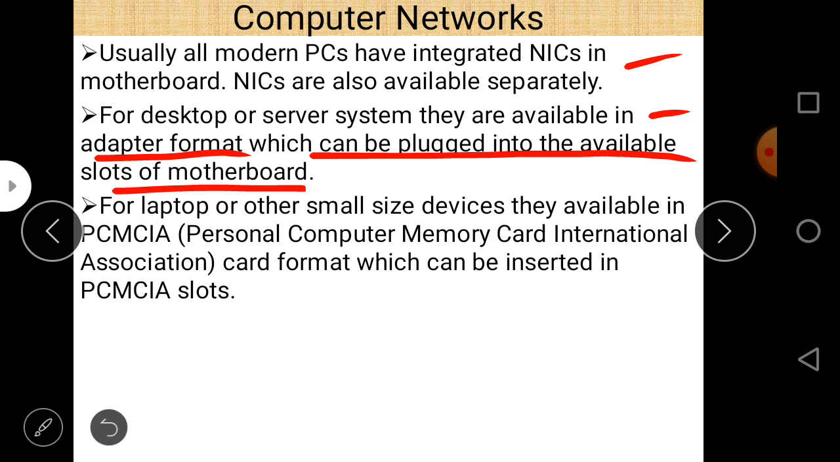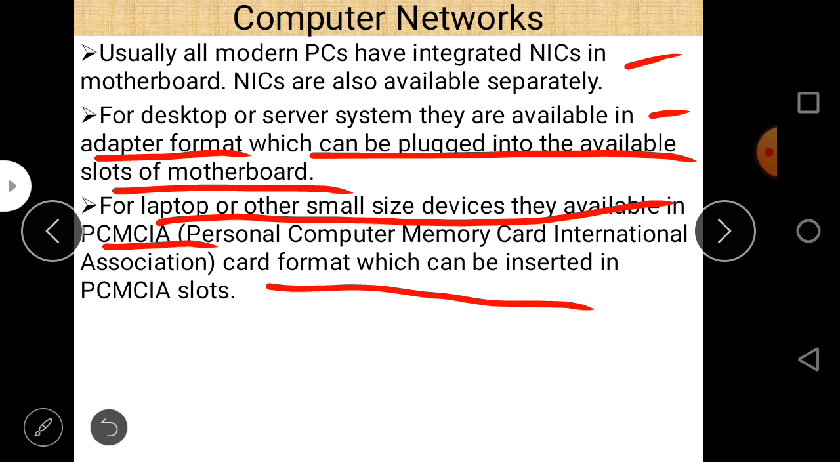And for laptops or all small size devices, they are available in PCMCIA, Personal Computer Memory Card International Association card format, which can be inserted in PCMCIA slots. So for desktop systems, it is available in adapter format, while in laptop systems it is available in PCMCIA card format, which stands for Personal Computer Memory Card International Association.